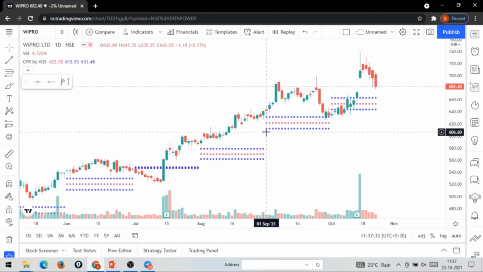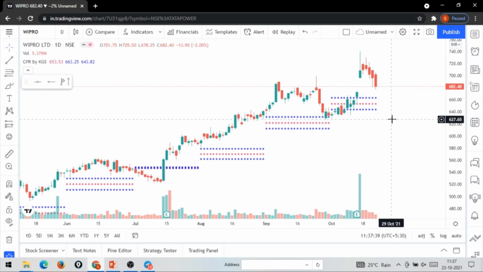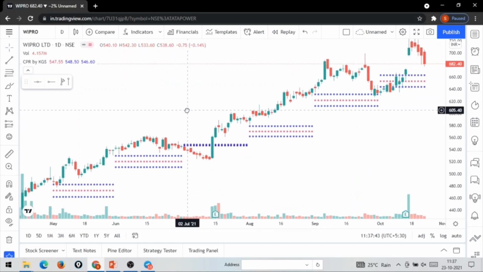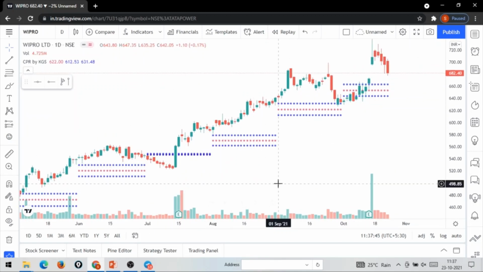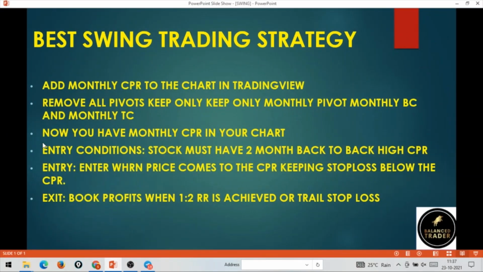See, this is from September 1 to September 30. This is from October 1 to October 31st. This is the monthly CPR. So after adding this, let's see what is the next point. Now you have the monthly CPR in your chart. So what are the entry conditions?